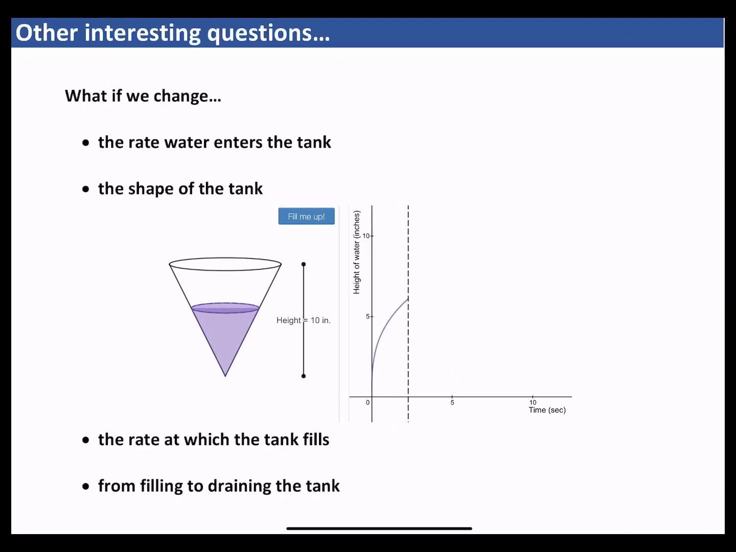How does the shape of the graph of height versus time change if we change the rate water enters the tank? If we change the shape of the tank? If we vary the rate at which the tank fills? Or if we instead drain a full tank rather than fill an empty one? Answering these questions from multiple perspectives helps us fully understand the relationships and patterns present, and we will do so using numerical data, graphical representations, and equations with variables.